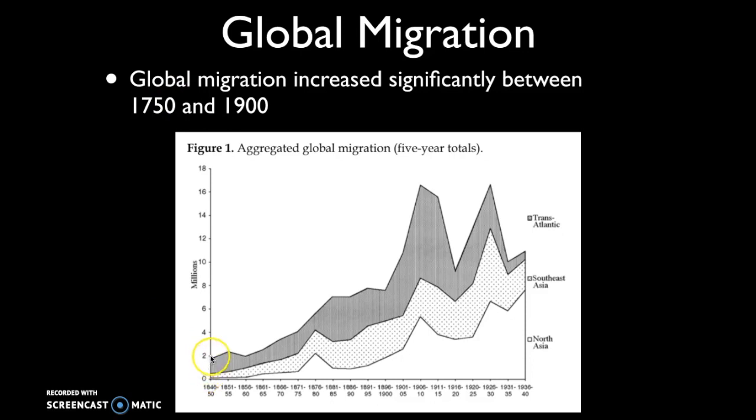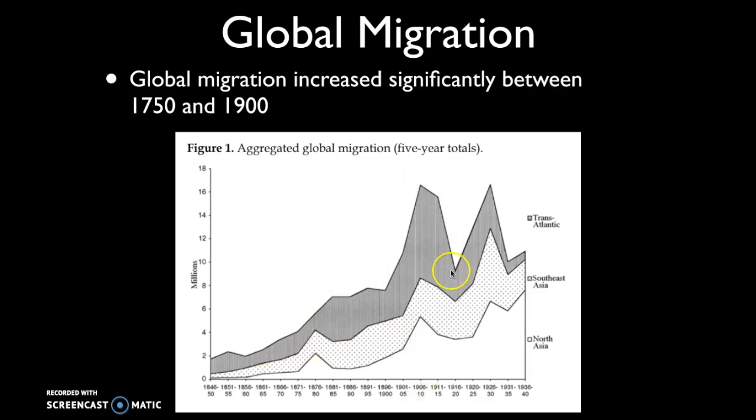And you can see this graph here represents from about 1850 to about 1900 this significant growth in aggregate total global migration, and also broken down by region. So here we see transatlantic migration, many of those going to the United States. Here we have migration to Southeast Asia, a lot of those from China moving down to Southeast Asia, and then migration patterns across Northern Asia. So you can see the tremendous growth.